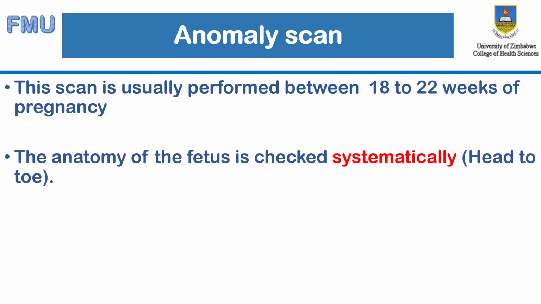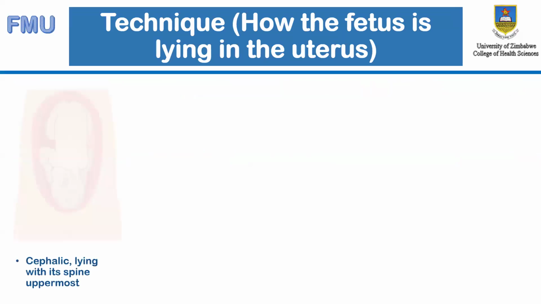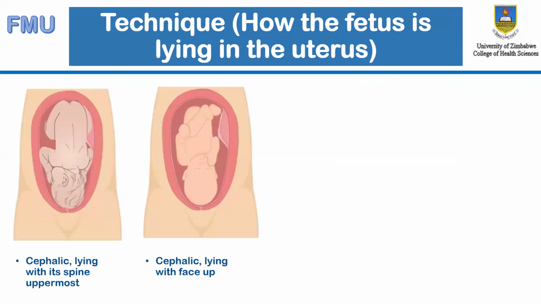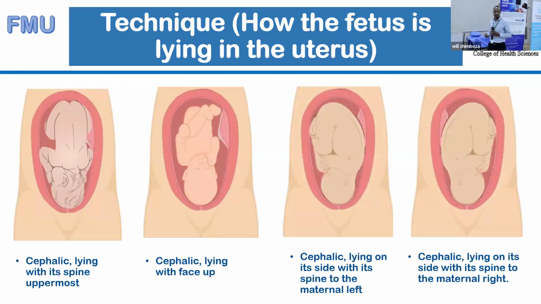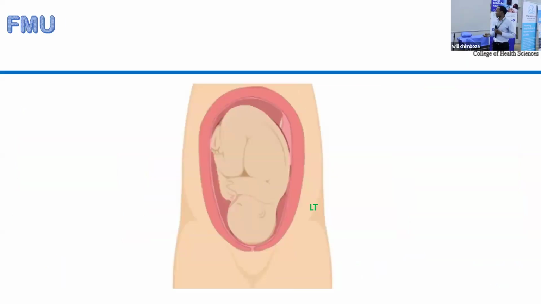So in terms of technique, it is wise sometimes to understand how the fetus is lying within the mother's tummy. So you might have a general sweep whereby you check how the fetus is lying within the mother's tummy, whether they are in breech presentation, in cephalic presentation, facing downwards, facing upwards, or facing to either the mother's right side or the mother's left side. So this will help you now to identify the structures that you might want to assess.